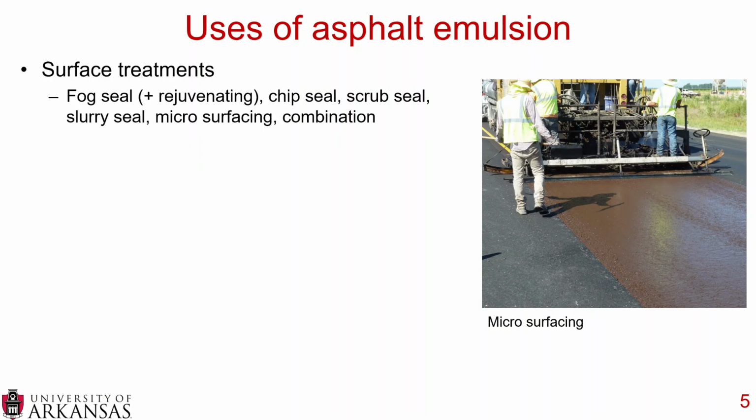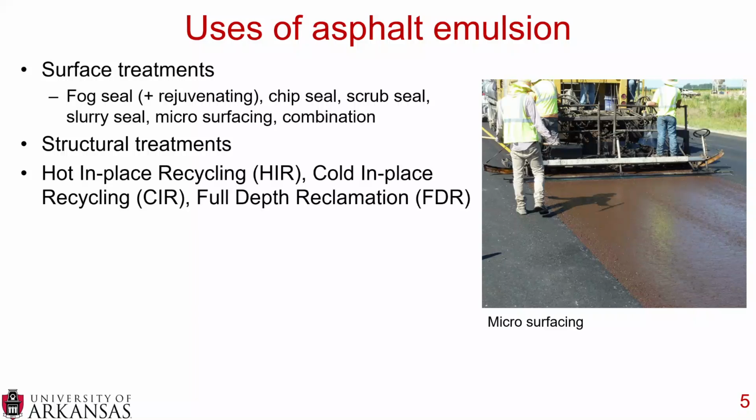One way is with surface treatments, and this is where an asphalt emulsion is sprayed on a surface, such as fog seal, chip seal, and scrub seals. And you can see that fog seals also have rejuvenating agents as a possibility, or they can be mixed with fine aggregate, and then you get a slurry seal or microsurfacing. And you can see a picture of microsurfacing being placed on the right. You can also combine all of these, for example, fog seal over a chip seal, or microsurfacing over a scrub seal, and any sort of combination of surface treatments is called a combination treatment, and those are very powerful possibilities.